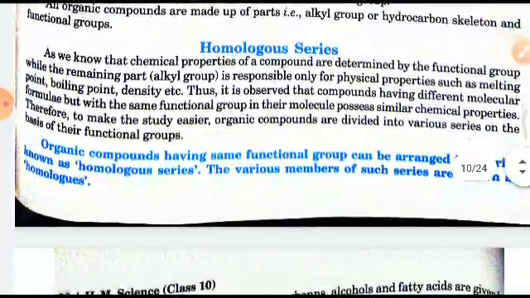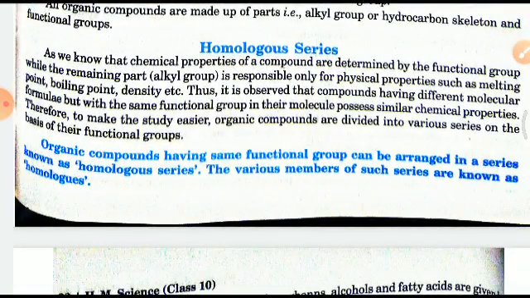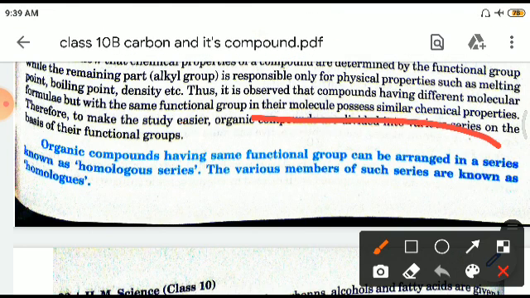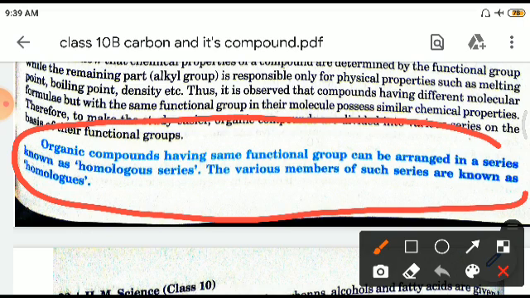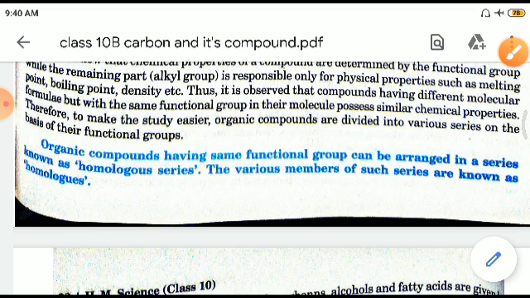Next is homologous series, right? Organic compounds having same functional group can be arranged in a series known as homologous series. The various members of such series are known as homologues, right? This is very, very important for you to learn, that organic compounds having same functional group can be arranged in a series known as homologous series. The various members of such series are known as homologues.